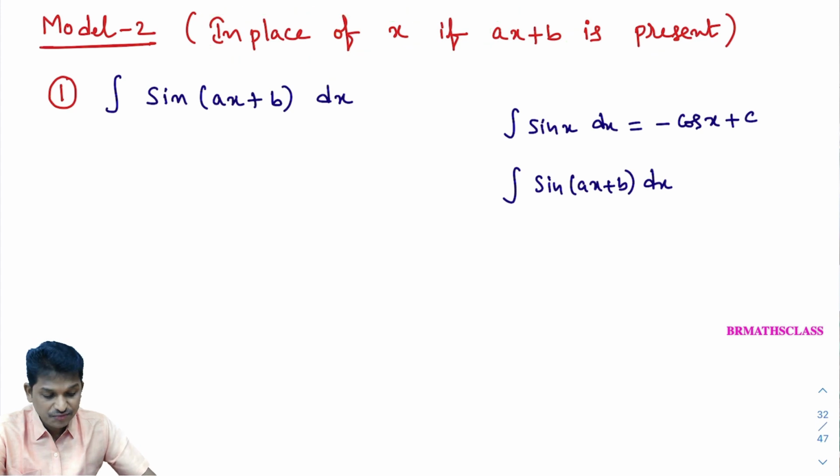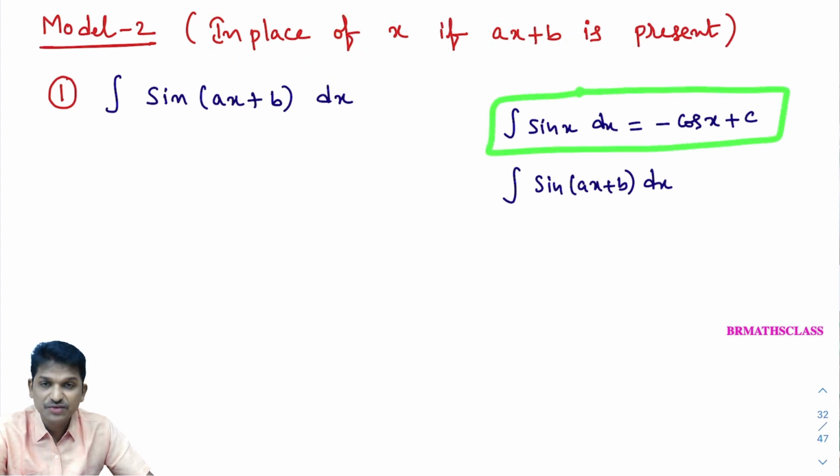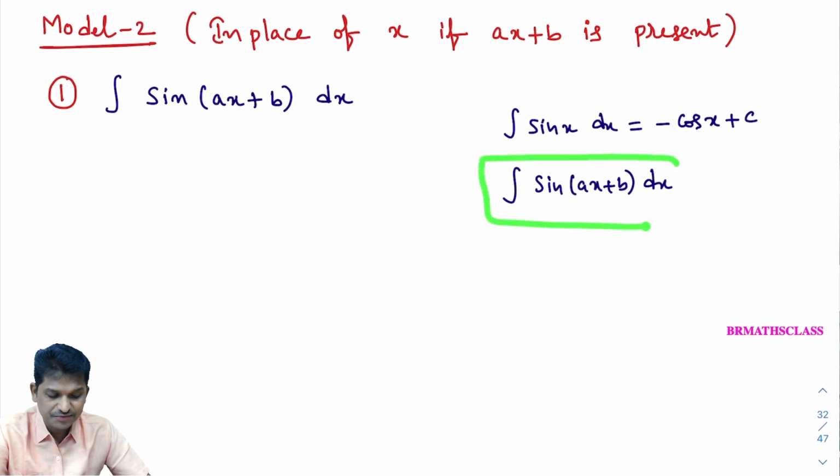You look here. We learned this formula. This is the first formula. In the first class, you learned 19 formulas, right? In that, this formula is there: integral of sin x dx is minus cos x plus c. Now, you observe this one. Integral of sin of ax plus b dx. What is the answer? Do you have any direct formula for this? We don't have any direct formula for this.